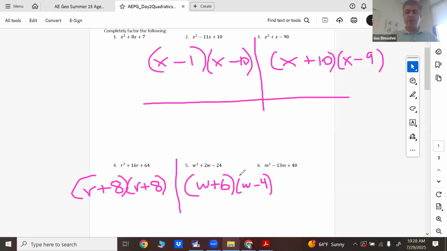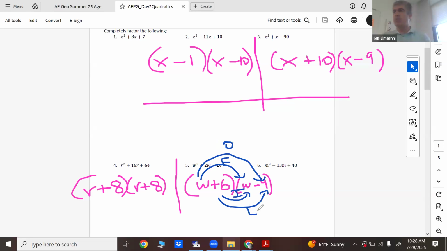Because if you were to multiply W with W, you get W squared, negative 4W, 6W, and negative 24. So first, actually, here's the first, here's the outside, here's the inside, here's the last. So that's what's called the FOIL process. Does it really matter the order of these? No, it does not. No, it doesn't.